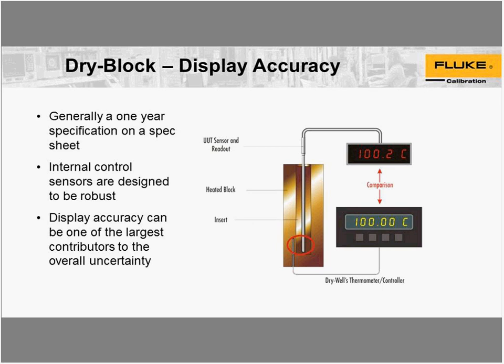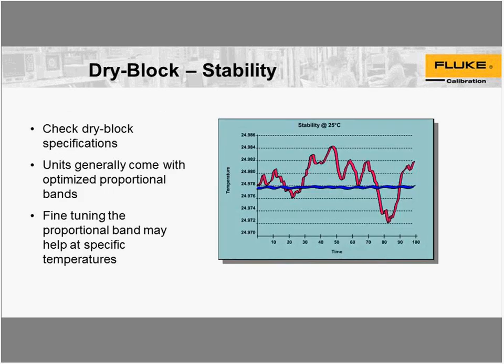So again, I hope that touches on some of the display concerns there. Other one, when you're shopping or considering a dry block, is the stability specification. Typically, most manufacturers, including Fluke, on a dry well, we do optimize the banding for the stability of the unit to work across the full advertised range of the unit. So if it's say a 50 to 400 degree C unit, we do testing to get stability across that range.